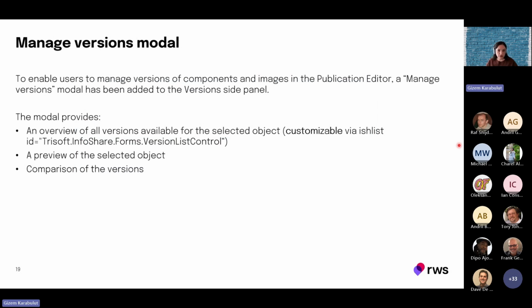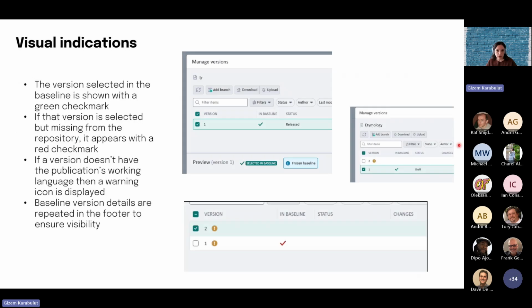So first of all, the list of the versions is customizable. The preview and the comparison part works against the version that is set in the baseline. And I said that for the cases where we have partial objects, for example, the selected version might not have the publication's working language, then we display a warning indication to warn the user about that. Or the version that is selected in the baseline can later be deleted from the repository. So we display those cases in the modal, also in the sidebar.